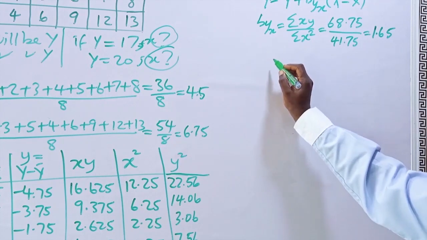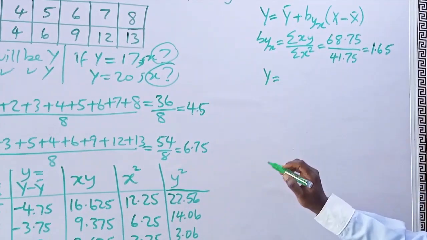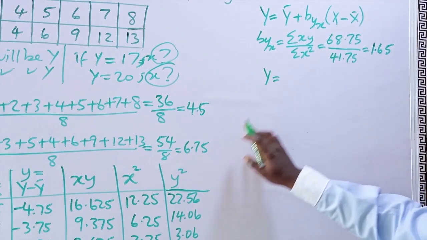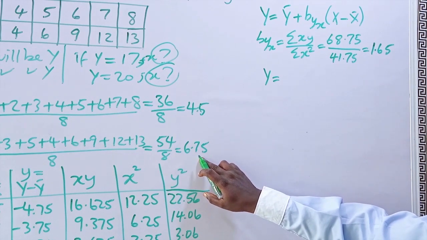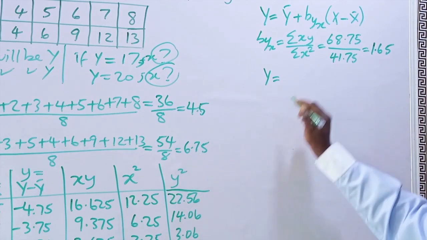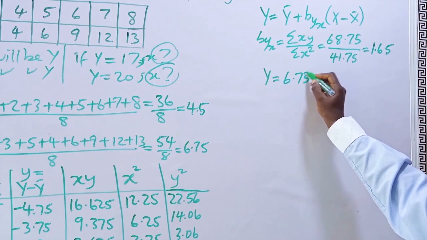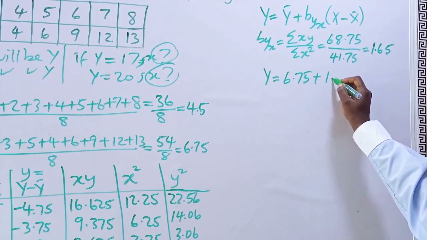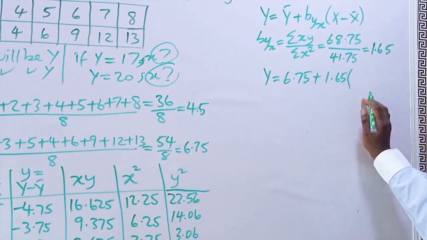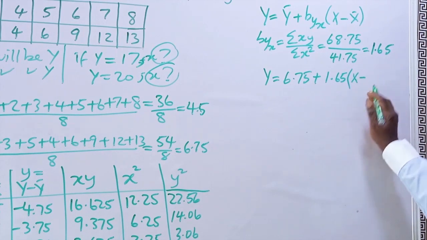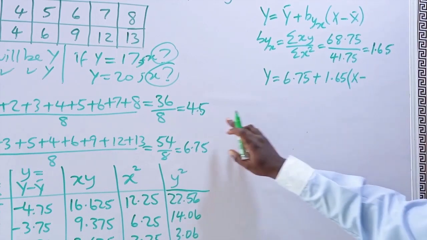So based on what we have, this value, which is this, we have this, we have this. So let's find what y will be. Y will now be y bar. Look at y bar here. Can you see y bar? Y bar is here. It is 6.75 plus 1.65 times x minus x bar.